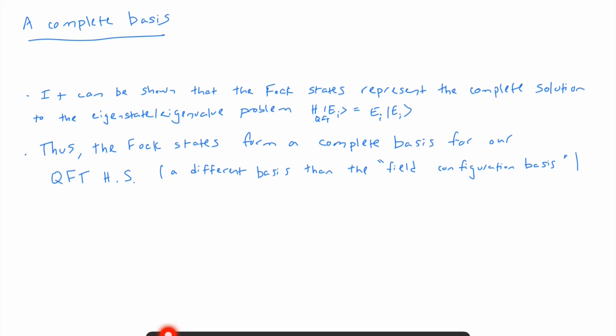But remember, for every Hilbert space, you can use a different basis. And here we've come up with a different basis where we just use the Fock states. We showed that all of the Fock states satisfy this equation, the eigenvalue eigenstate equation. So every one of them is an eigenstate of the free Hamiltonian for a QFT scalar field theory. I didn't necessarily show that it's complete. In other words, could there be another eigenstate which I didn't show? I'm not going to do that, but it is the case that the Fock states form a complete basis, meaning that they represent the complete solution to this equation. So therefore, they have to form a complete basis, because this is a complete eigenbasis of a Hermitian operator.